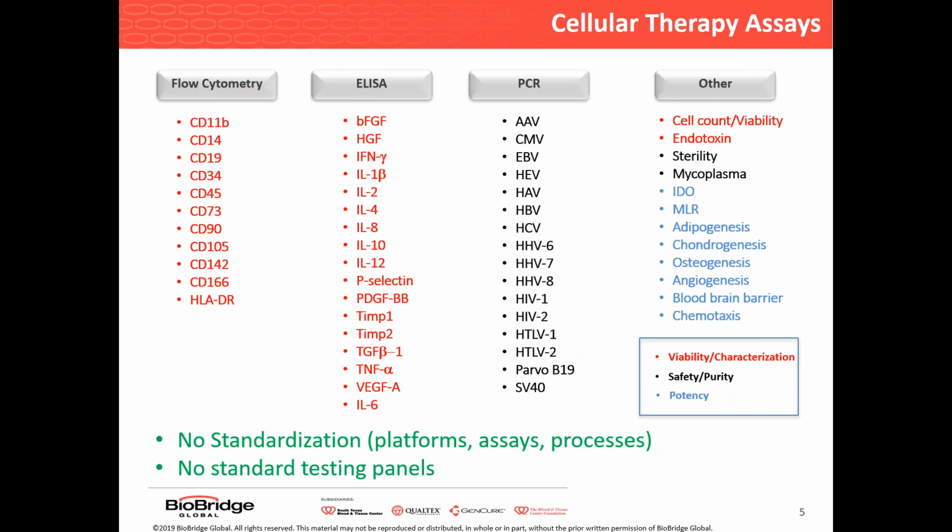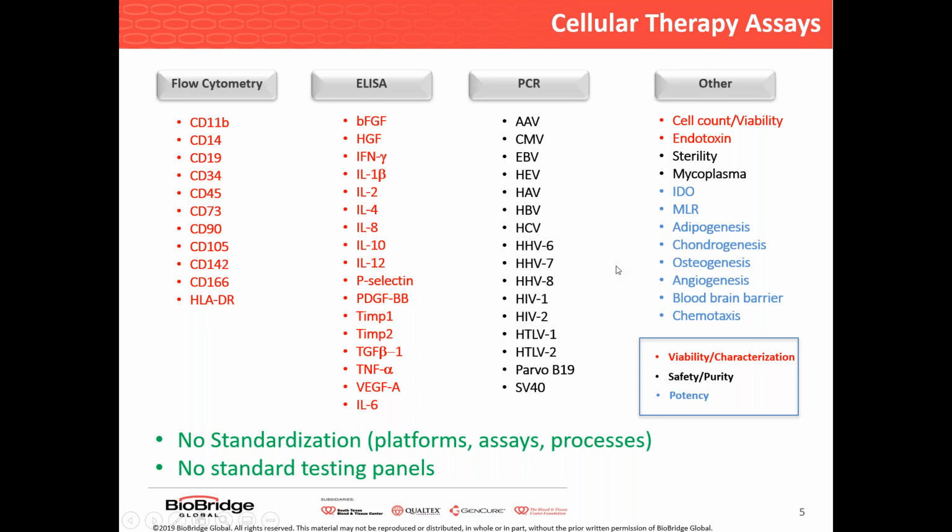What I have next is looking at our cellular therapy applications. This shows the tests that we are currently running and the ones that we are bringing in and developing. As you can see, it's a relatively large list. We have multiple platforms, everything from flow cytometry, looking at surface markers, to ELISA, PCR, and other. They're also broken down into different categories. The red ones here are characterization assays, the black ones are for safety, and the blue over here is for potency.